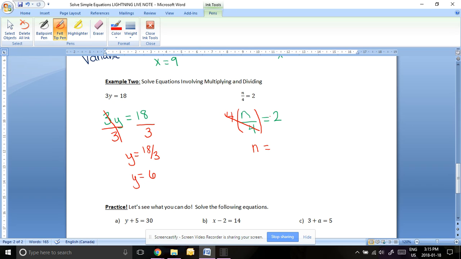But again, because I did it on the left side, I have to do it on the right side. 2 times 4 is 8. So my answer is n equals 8. That's my solution, and I can check it. Yes, 8 divided by 4 is 2, so I did it right.